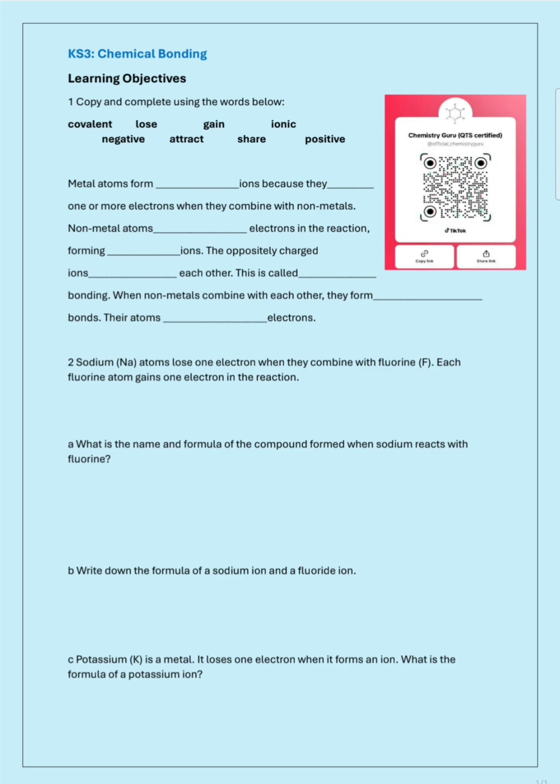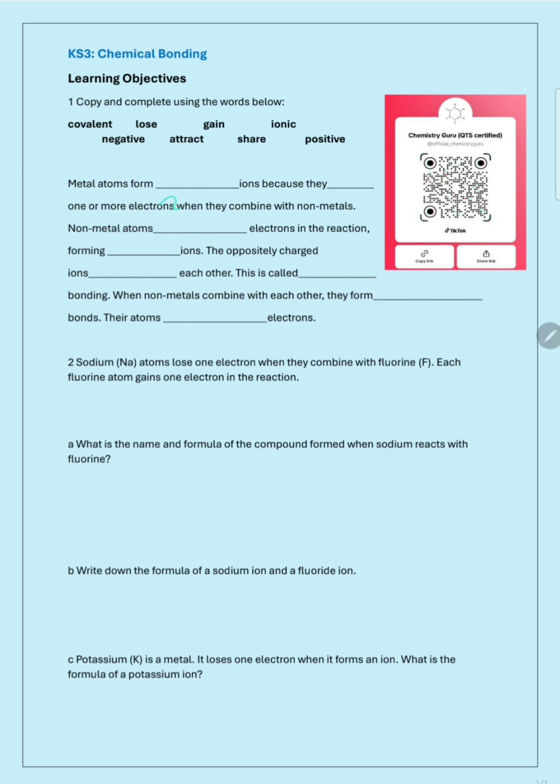We're looking at this question that says we should complete using the words below. So let's go straight. Metal atoms form dash ions. I would advise, if you've not watched my previous videos before attempting this question, please do go watch the videos where I try to explain the chemical bonding.